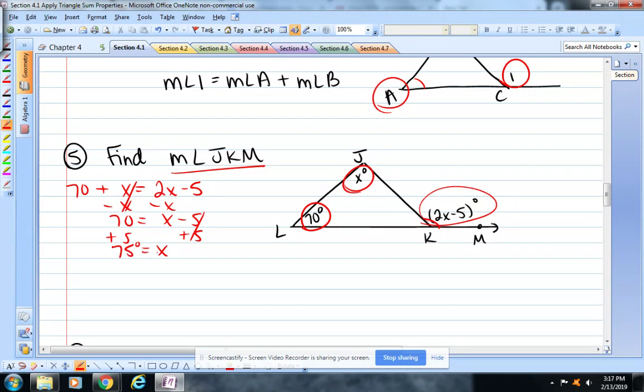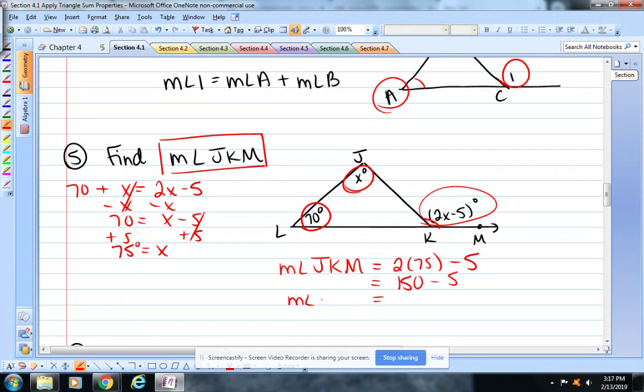Well, I'm not finished because I want to find the measure of that exterior angle. So to find the measure of angle JKM, I'm going to say 2 times 75 degrees minus 5 degrees. I should plug that in for x now that I know that x is 75 degrees. So that's 150 minus 5. So the measure of angle JKM is 145 degrees.